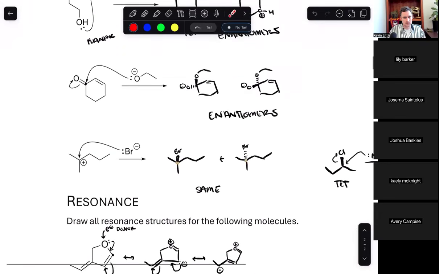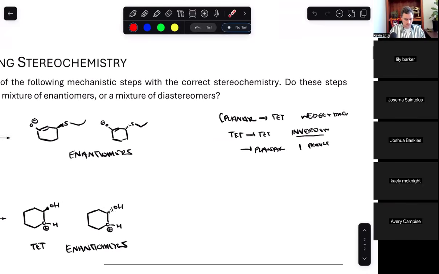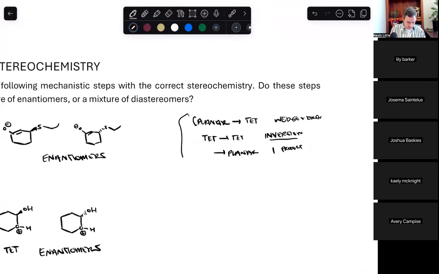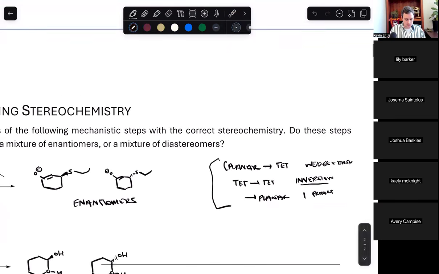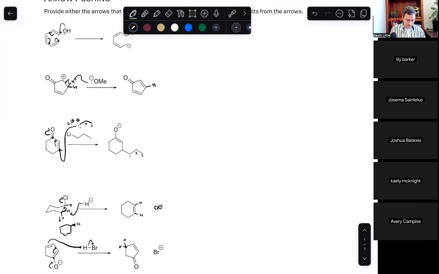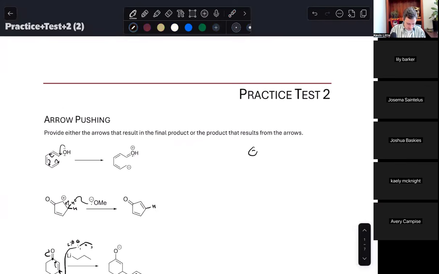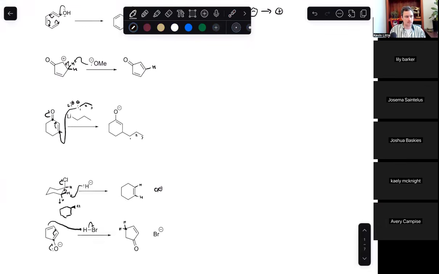Someone said do all the steps. I can't really do all the steps. I mean, here's the steps for this, right? So planar to tetrahedral, you get a wedge and dash. Tetrahedral to tetrahedral, you get an inversion. And on a planar, you only get one product. Arrow pushing is arrow pushing. In general, negative goes to positive. That's what I'd be looking for.